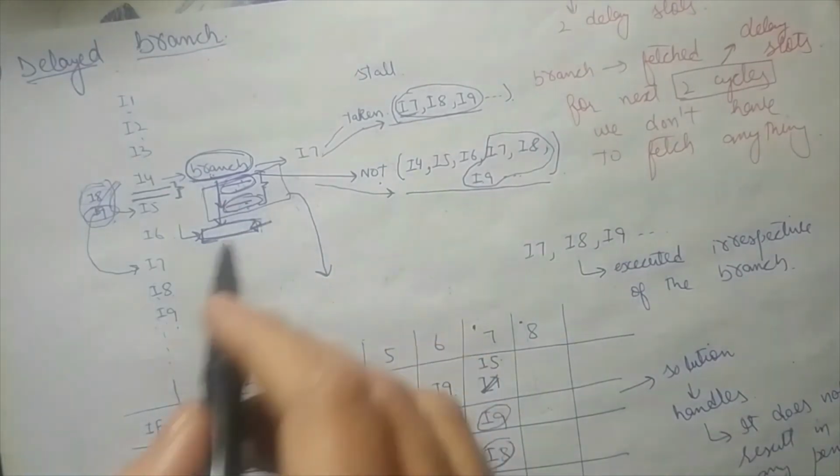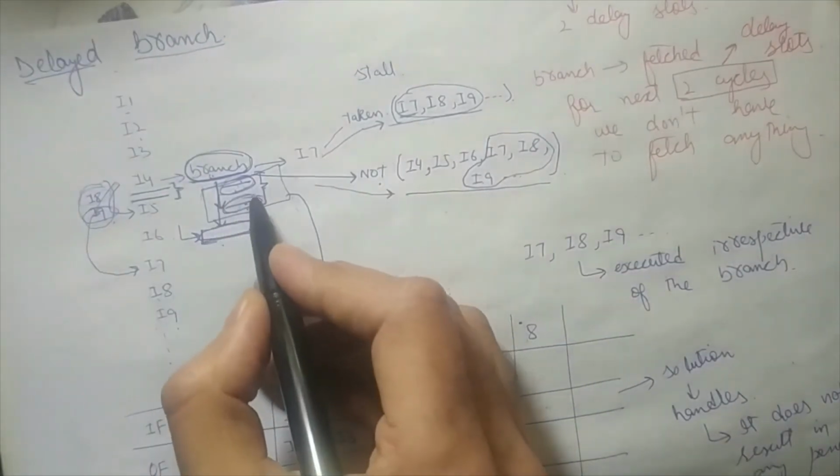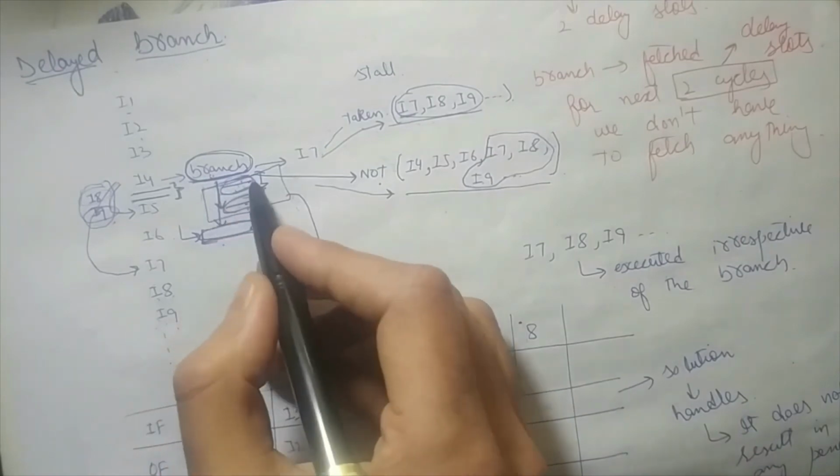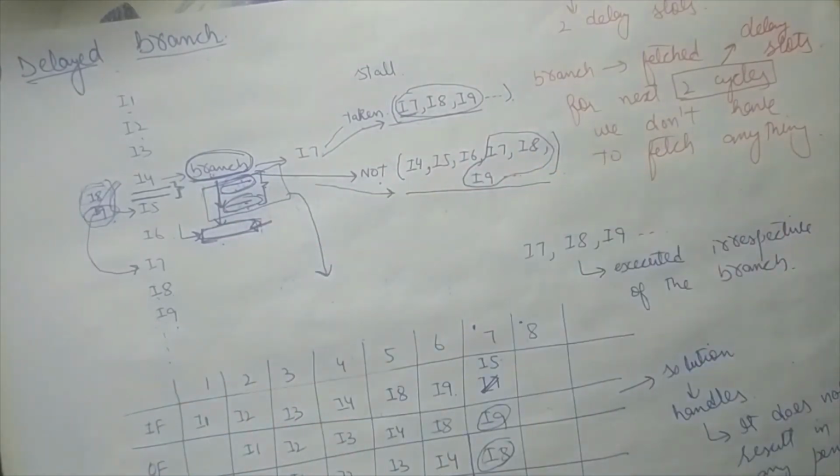Okay, so whenever our compiler is not able to fill these two delay slots, we have to move to the previous solution. And what was the previous solution? The previous solution was to stall the pipeline. Okay, so these were the two solutions that we use to handle the control hazard.